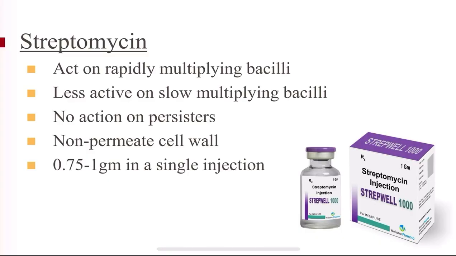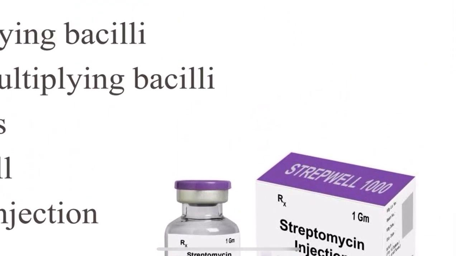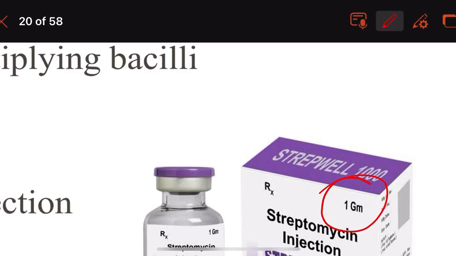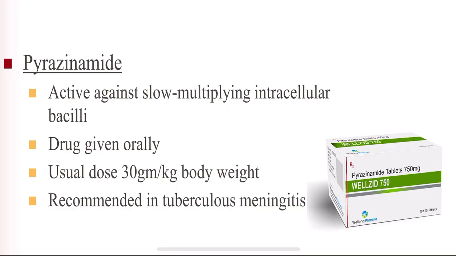And the administration, which is the daily dose of streptomycin, is 0.75 grams to 1 gram in a single injection. You can see here it is 1 gram in a single injection. It does not permeate the cell walls. So the normal biological membranes such as meninges and pleura, it has no capacity to penetrate them.